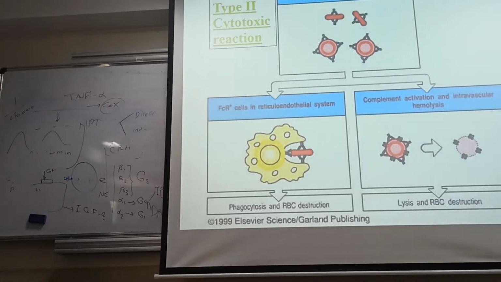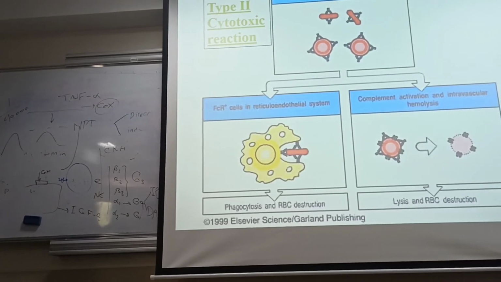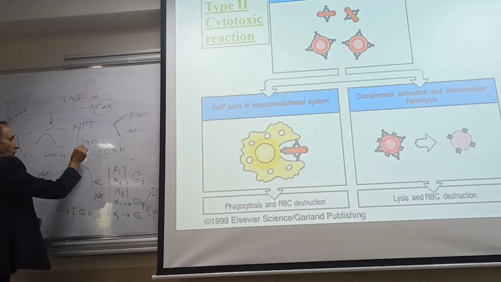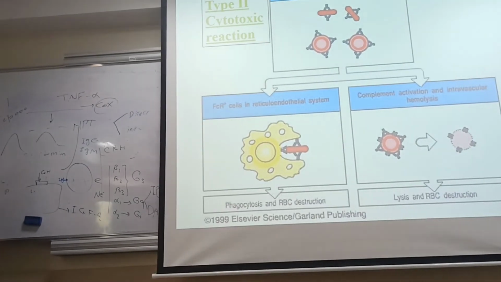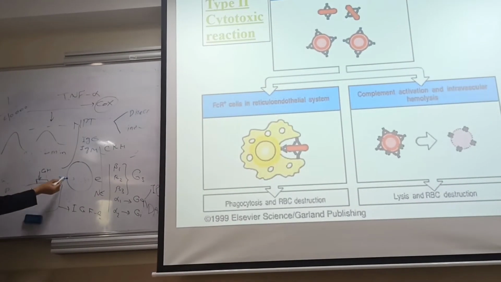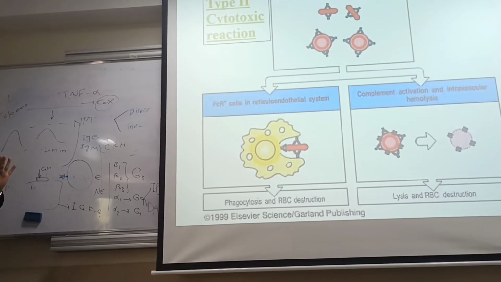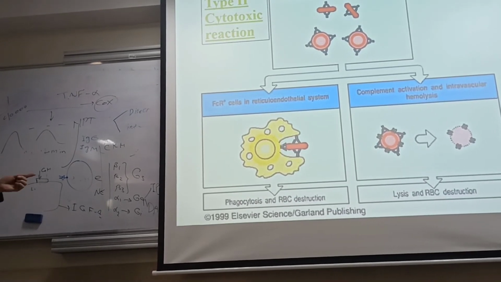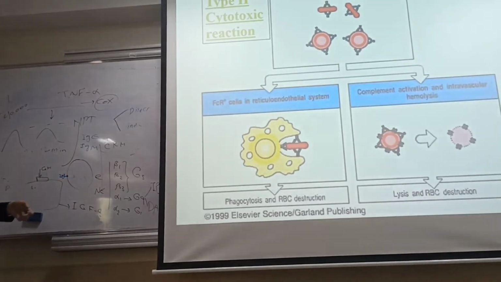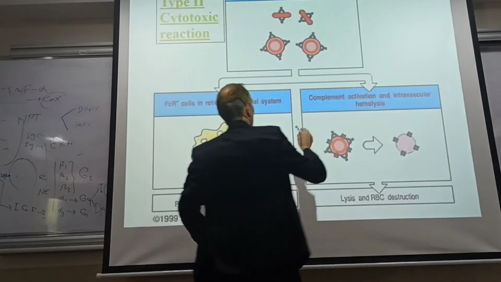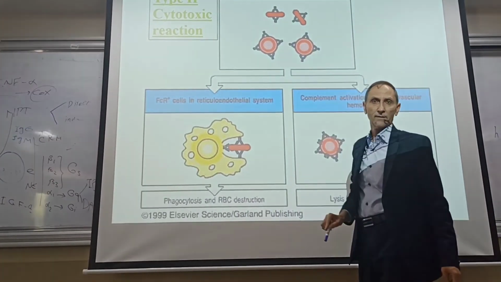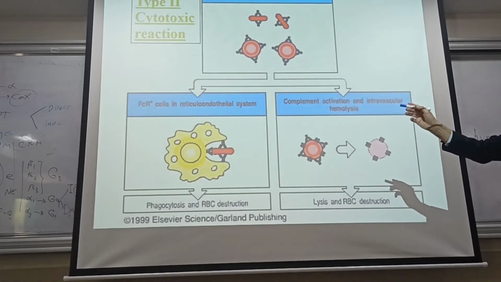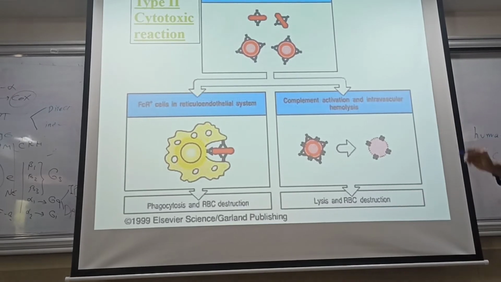Against this complex of drug and protein, we have antibodies, antibodies of IgG or IgM. So, here, the antigen is fixed on, for example, red blood cells. And we have antibodies. These antibodies can bind with the antigen on the surface of red blood cells.